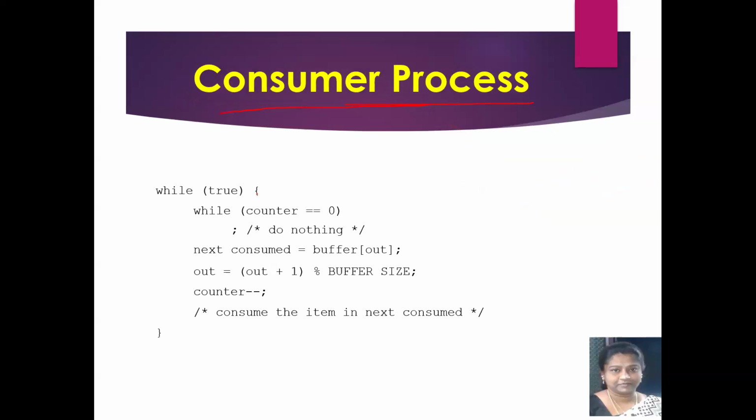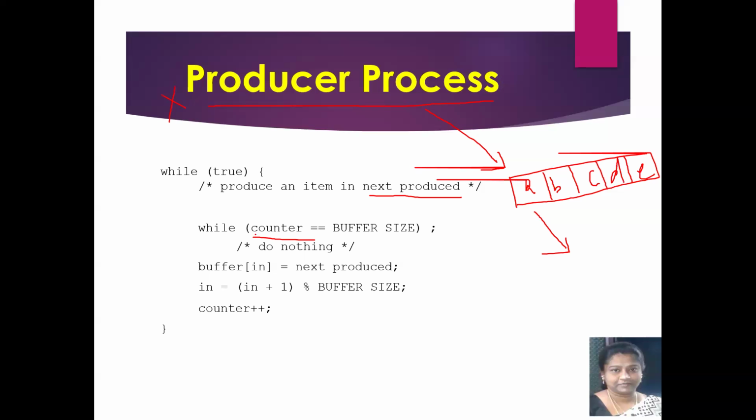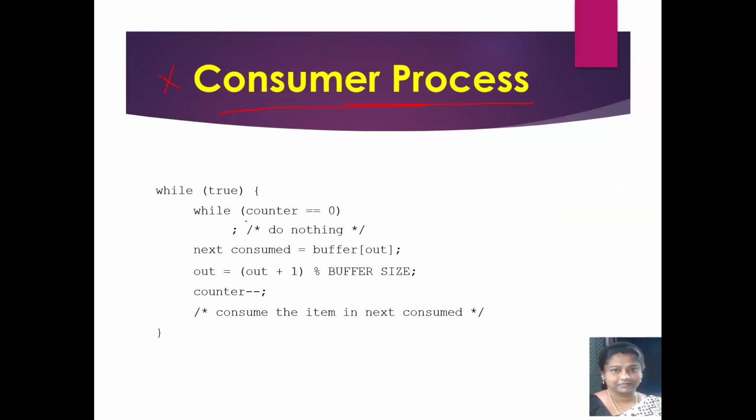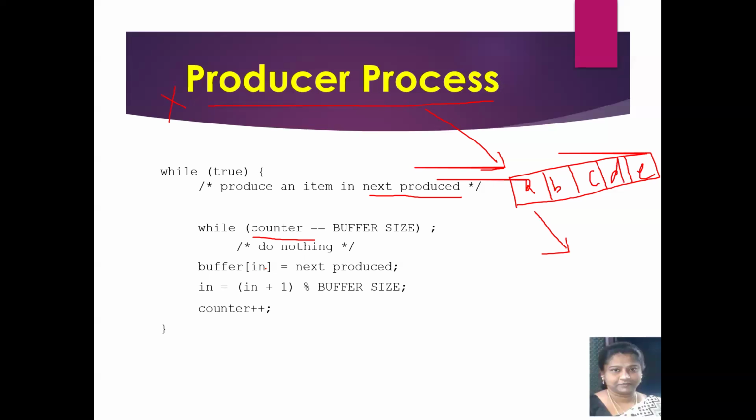Similarly, whenever the buffer is empty, the consumer should not consume. So while counter is equal to the buffer size, do nothing. Similarly, for the consumer, while counter is 0, that is, the buffer is empty, do nothing. Now, from the variable next produced, where the item is stored, it is put into the buffer.